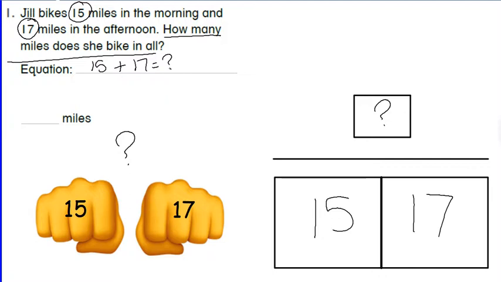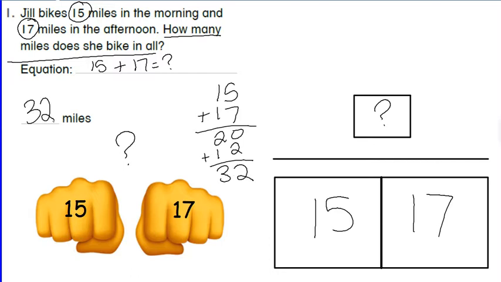So since we're adding, 15 plus 17: 10 plus 10 is 20, 7 plus 5 is 12, and then add up the partial sums and we get 32. So 32 is the answer to that problem. So we kind of act it out using our hands. We take that information and we put it as a bar diagram. The bar diagram tells us how the numbers are related. That helps us make the equation, and then we can solve it.